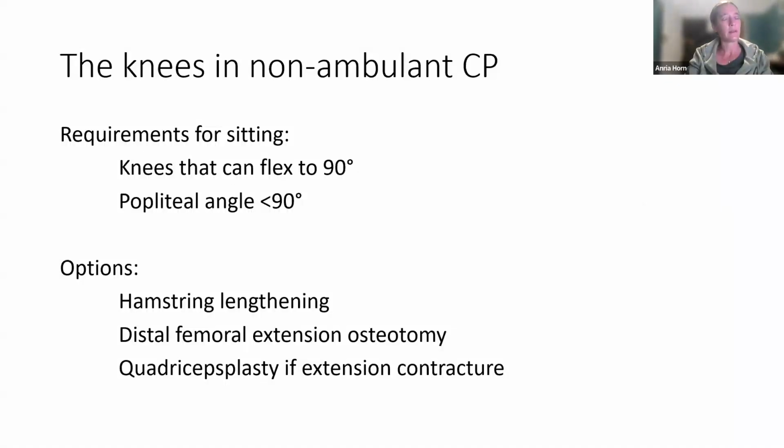So that's the hips and the spine, and that's basically the main event in the non-ambulant CPs. But we'll briefly look at these things. So the knees, you want them to be able to flex to 90 degrees so that they can sit. Remember, that's our goal in non-ambulant CP, comfortable seating. If the popliteal angle is more than 90 degrees, so remember, popliteal angle is with the hips flexed to 90. So if you are sitting, your hip is flexed to 90. So if your popliteal angle is more than 90, that means that your feet are basically under your bum when you sit, and that's not good for wheelchair seating. So that would be an indication for doing something for the knees.